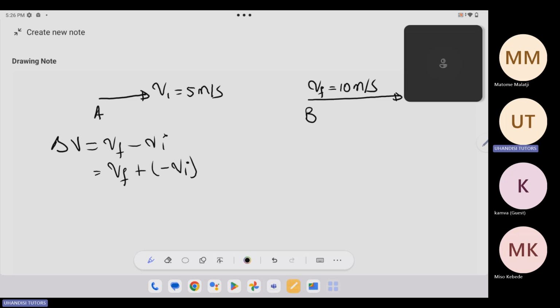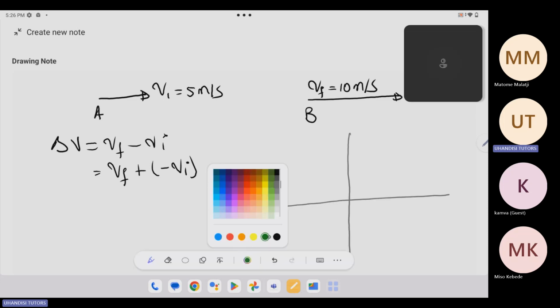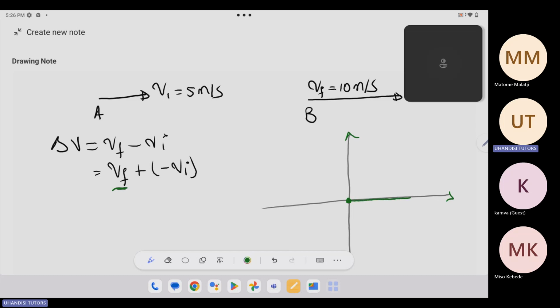So let's try and draw this on a diagram. Let's draw a small Cartesian plane here. This is my small Cartesian plane, and now I'm going to draw the two vectors. You're going to start by drawing the final velocity vector. I'm going to start at the origin. The origin is my starting point. And then I'm going to draw the final vector. The final vector is this one. This is the final velocity vector with a magnitude of 10 meters per second.